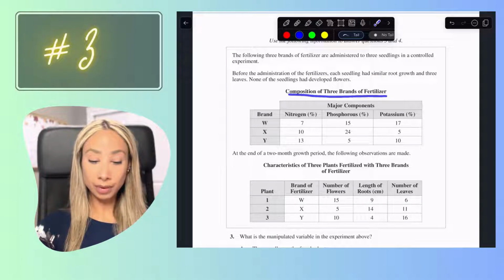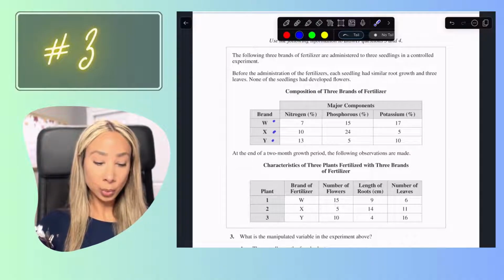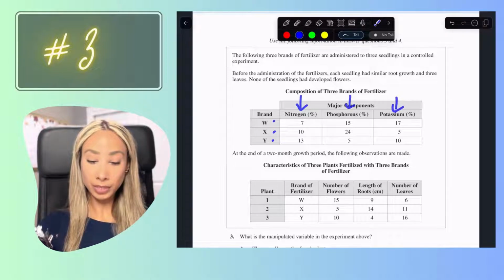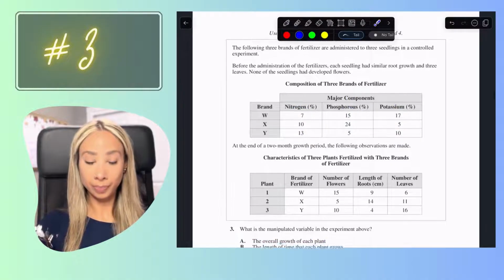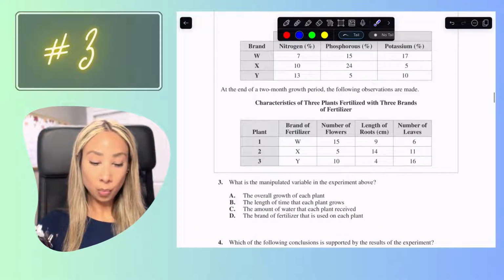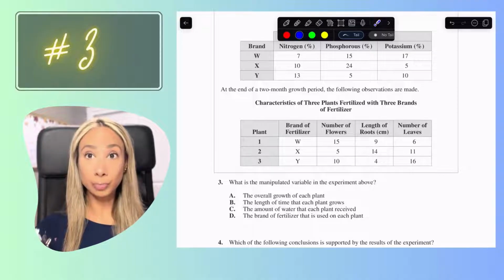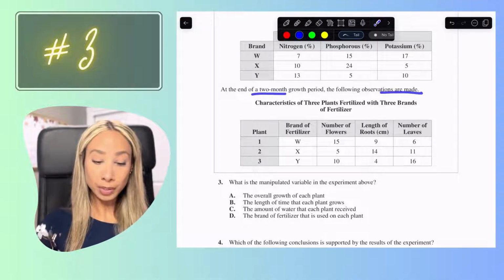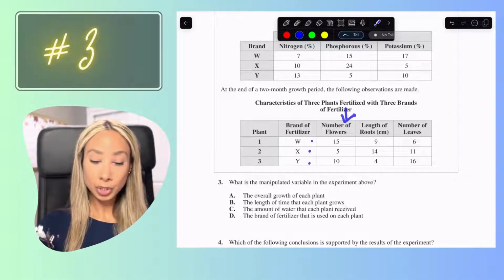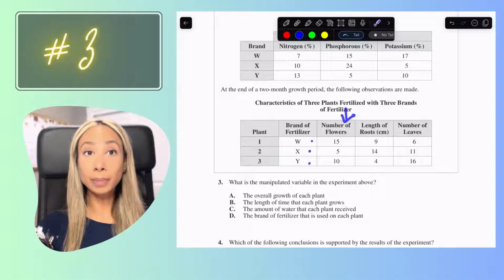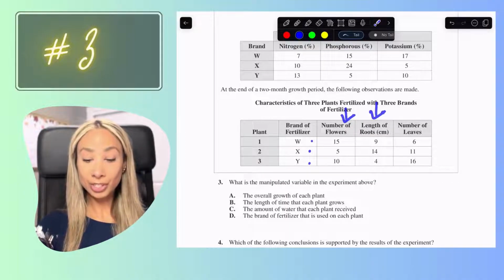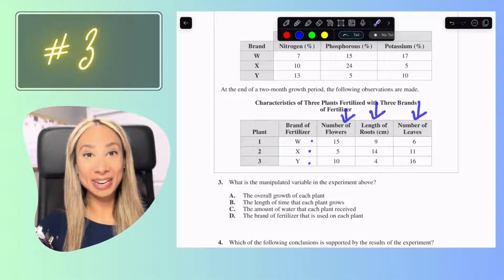Here's the composition of the 3 brands of fertilizer. So we've got our brands here, and we know they're made out of nitrogen, phosphorus, and potassium. And we will need to keep track of the values that are here. Secondly, we know that once we gave the plant each brand of fertilizer, after a 2-month period, this is what we noticed, right? So depending on the brand, certain plants exhibited more flowers, certain had longer lengths of roots, and another one had more numbers of leaves.